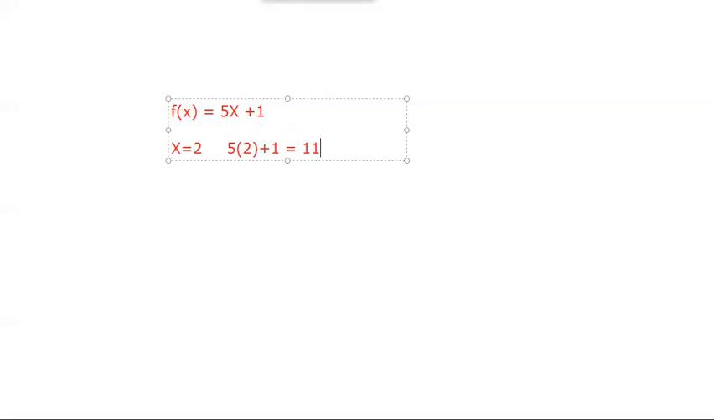Let's move to the last question on this page. He's looking for the function. Can anyone tell me what the function will be here?